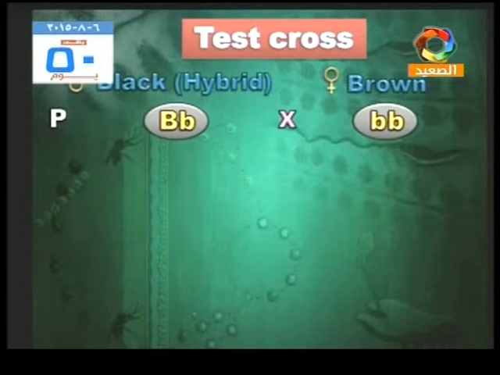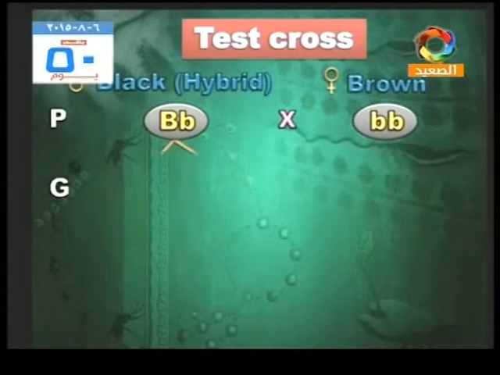and you write in front of it the two parents, which are B capital B small for the male, which is hybrid or heterozygous, and X in between, and then write a little bit away the B small, which represents the female, the brown one.